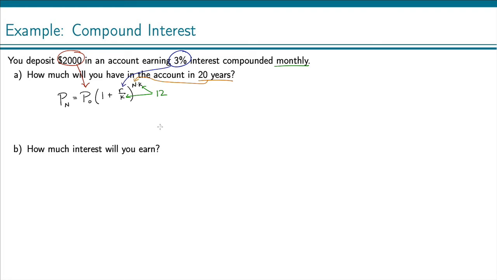So let's plug in everything that we know. P sub n, which is 20, this is what we're looking for, how much we have in 20 years. P naught is 2,000 times (1 plus R, which is 3%, and you have to write it as a decimal, so that's 0.03, over K, which is 12), raised to the n, which is 20, times the K, which is 12. And that's what we need to find.